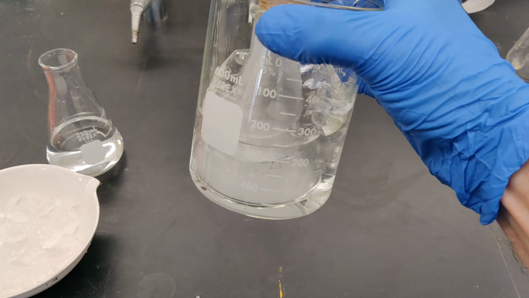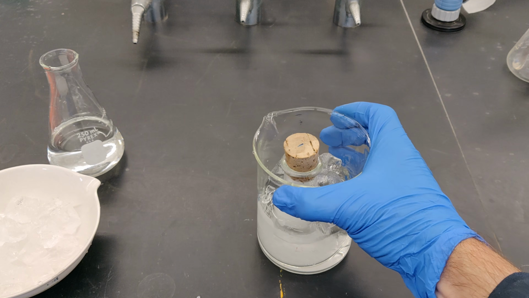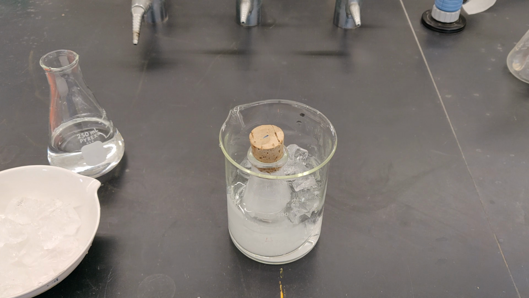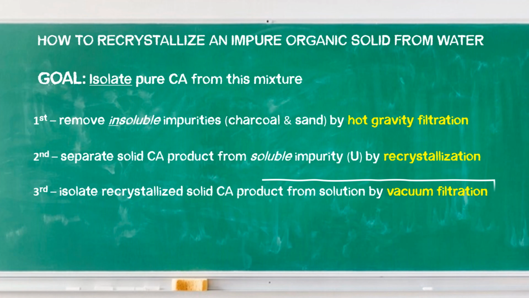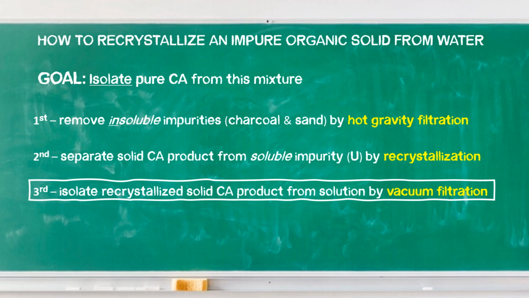Set the bath aside and let the flask cool for no longer than 5 minutes. To collect the suspended crystals of cinnamic acid from solution, and that solution is also sometimes called the mother liquor, you need to perform a vacuum filtration.